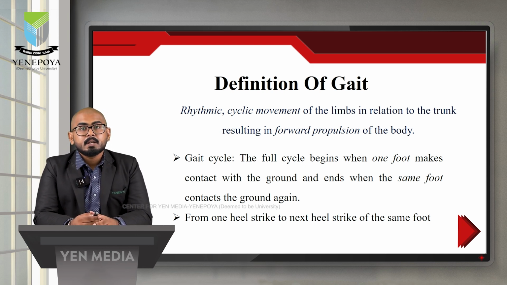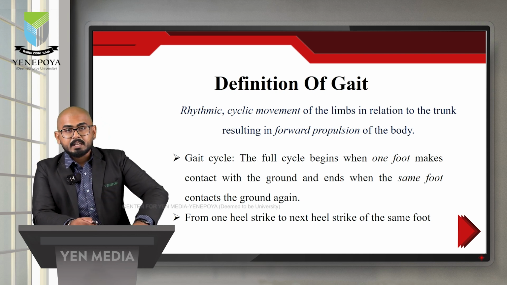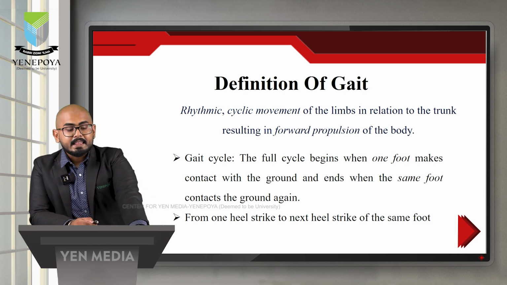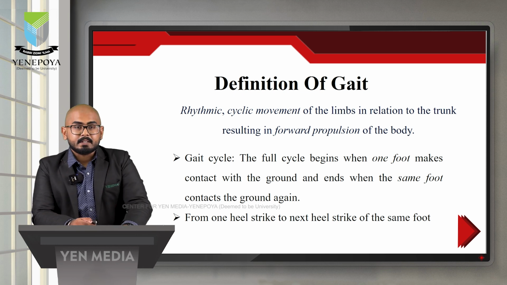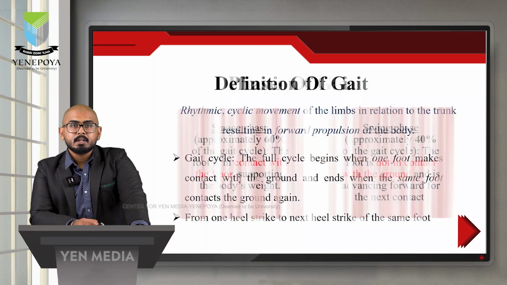The full cycle begins when one foot makes contact with the ground and ends with the same foot contact on the ground again. Now, how does that work? It is nothing but when one foot is on the ground, the same foot goes up in the air and comes back on the ground. That is one complete gait cycle. That is starting with one heel strike to the next heel strike of the same foot.